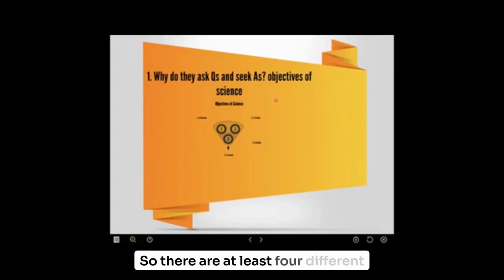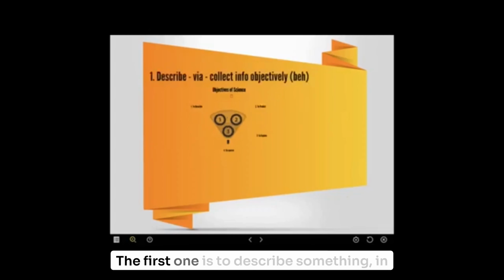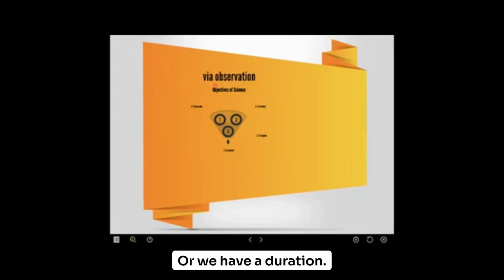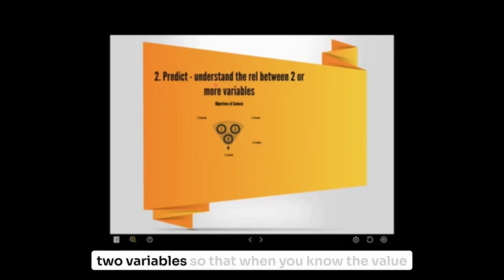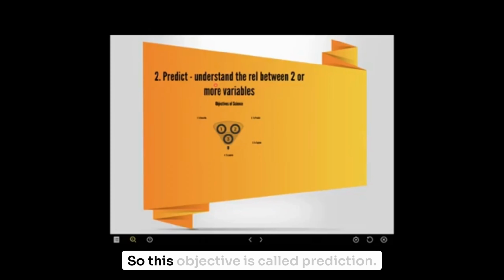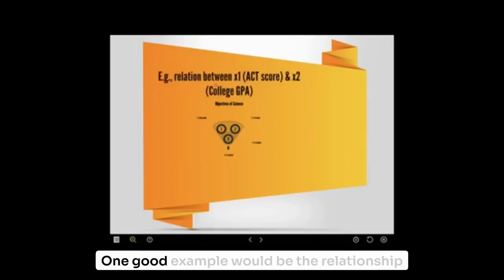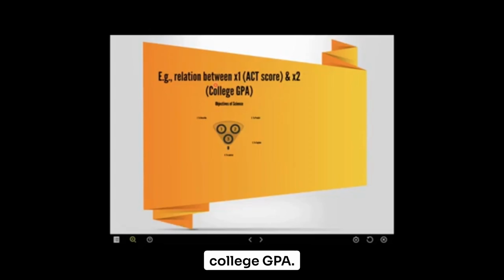So there are at least 4 different objectives of science. The first one is to describe something, in this case, to describe a behavior. And when you describe a behavior, you are collecting information objectively and trying to discover a particular phenomenon of interest, via observation. When there are two or more variables, the objective of the scientist would be to find the relationship between the two variables, so that when you know the value of one variable, you know the value of the other variable. So this objective is called prediction. A good example would be the relationship between the ACT scores or SAT scores and the college GPA.